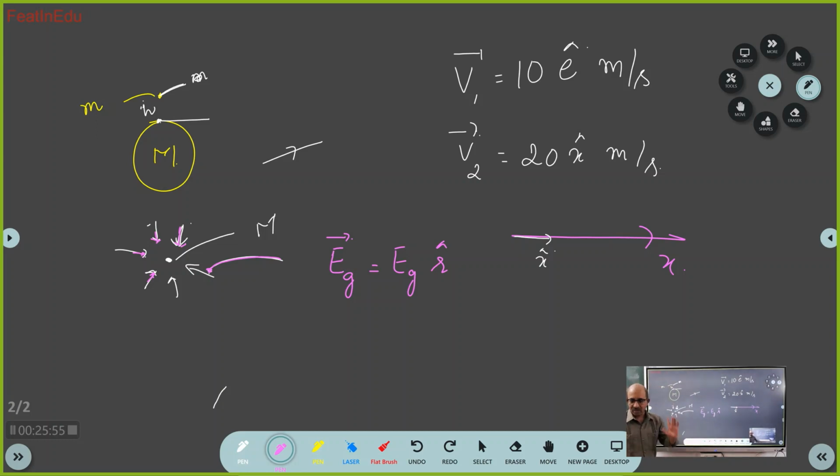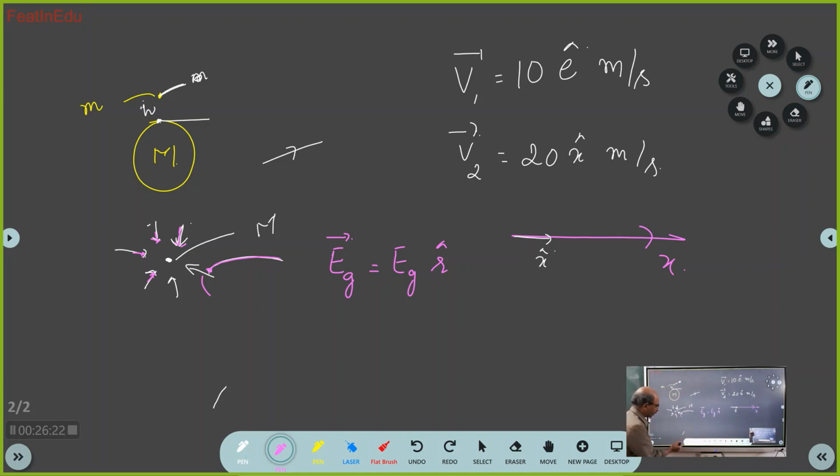Now Eg is some magnitude. I don't know what the magnitude is; assume some magnitude. Now see very carefully, students. What are these? These are all vectors. The name given to the vector is Eg bar.